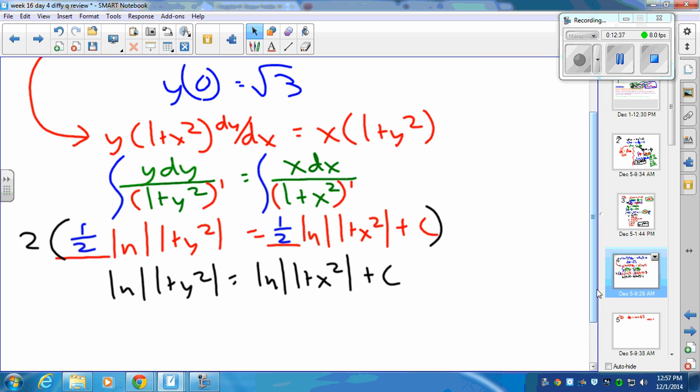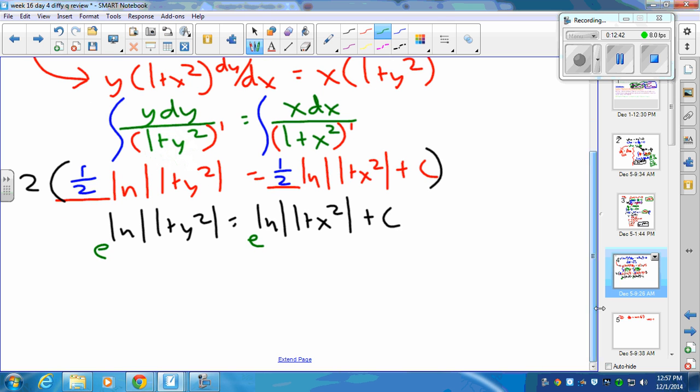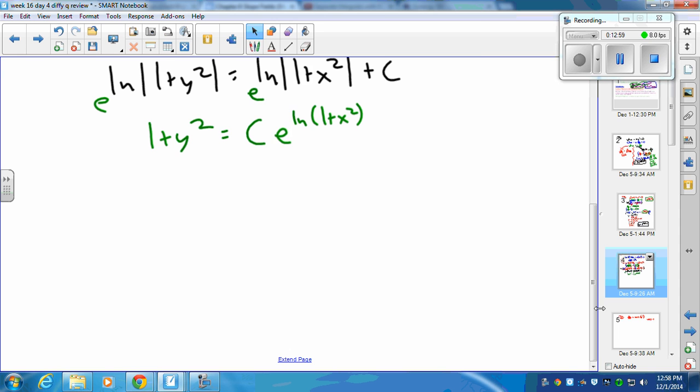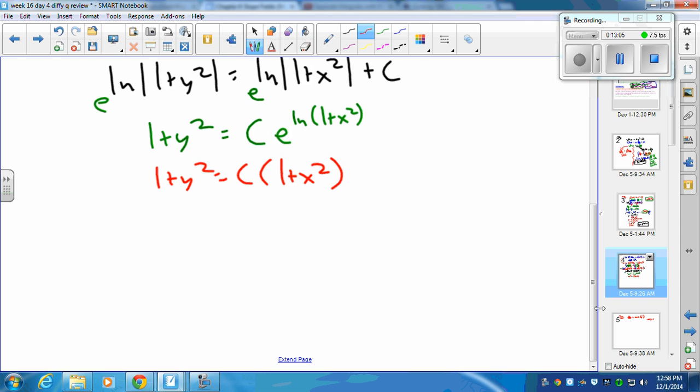Now I can e both sides. And I'm going to get 1 plus y squared equals, I'm going to write it this way first for you to understand it, c e to the ln of 1 plus x squared. Realize though, on that right side, the e to the ln cancels. So I got 1 plus y squared equals c times (1 plus x squared). The e and the ln cancel down to that. Okay.